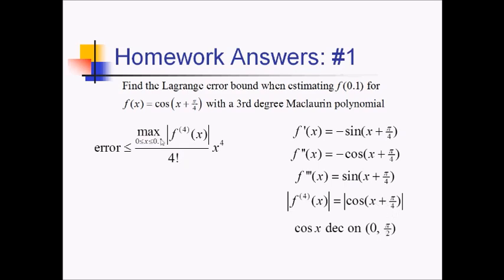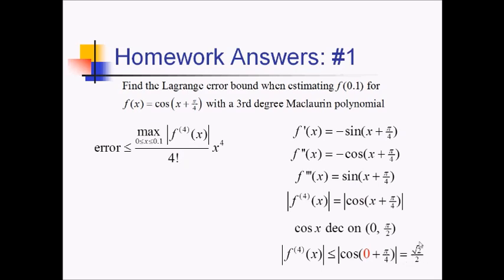Now, if I add 0.1 to pi over 4, I still have a number that's less than pi over 2. So I never get to this turnaround spot where I start going up again on the cosine function. So basically, cosine is decreasing along the whole interval from 0 to 0.1. So I want to plug in the smallest possible x value that I can here. That's going to be 0. If I plug in 0, that's going to give me the biggest possible value of cosine, which is just the cosine of pi over 4, which is radical 2 over 2.